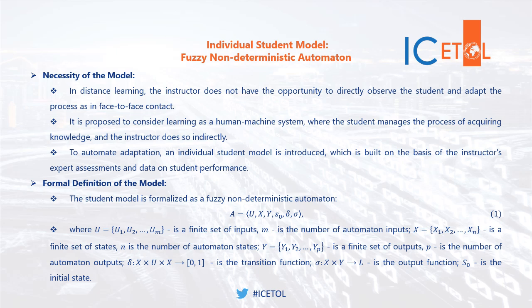The choice of this particular type of automaton is predicated on the fact that the learning process is inherently fuzzy and non-deterministic. A student's answers are not always absolutely correct or incorrect, and their decisions are not always deterministic. This model allows us to translate the complex pedagogical process into the rigorous language of mathematics, thereby creating a foundation for subsequent computations and the construction of an adaptive trajectory.